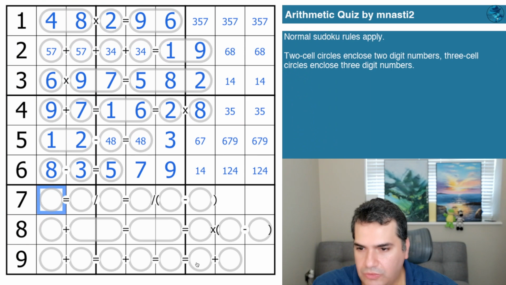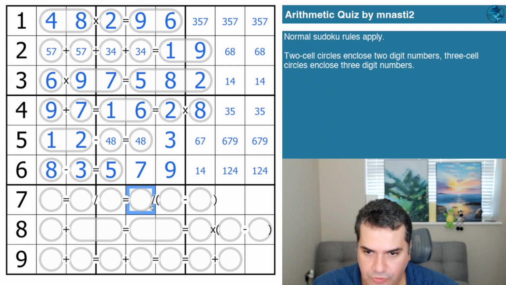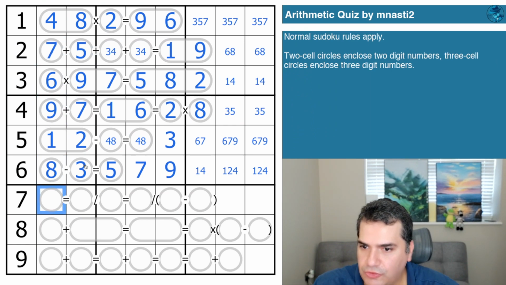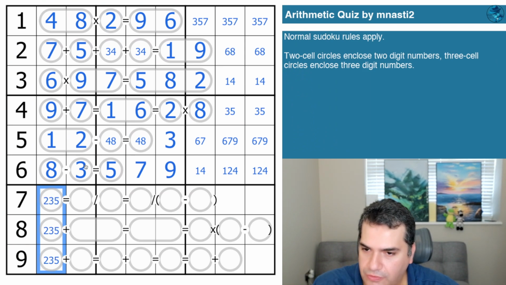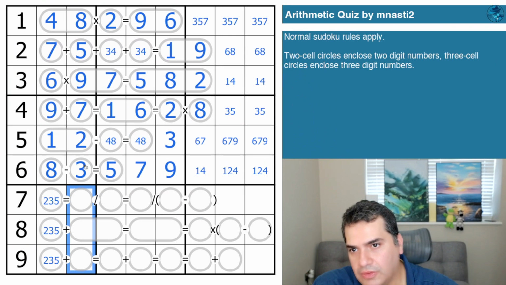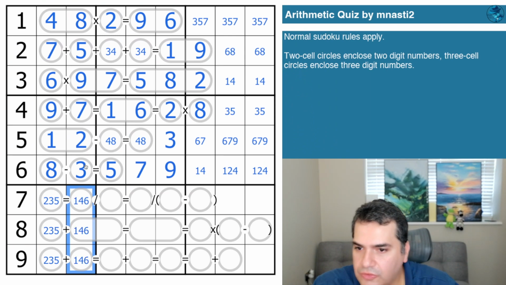How am I interpreting this equation? So some digit, I'm going to interpret as equal to this digit divided by this digit. And whatever this digit is equal to this digit divided by, because it's in brackets, the subtraction of this digit from this one. I don't actually have to suffer this much though. If I do a bit of Sudoku, I can actually guess what these numbers are, can't I? So this is 2, 3, and 5. This is 1, 4, and 6.